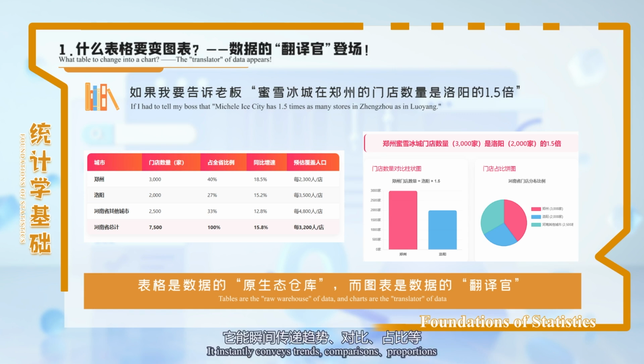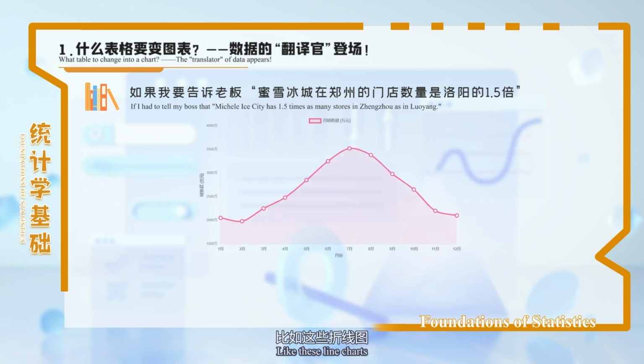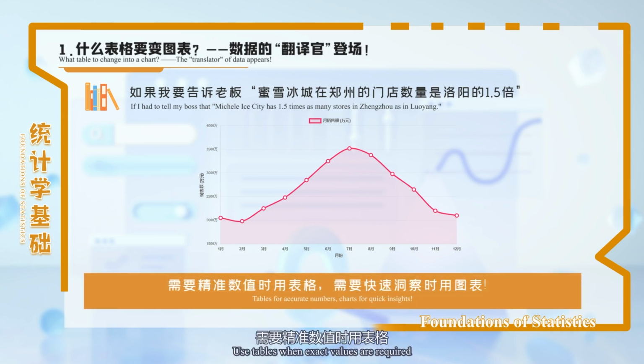It instantly conveys trends, comparisons, proportions, and other key information, like these line charts. The boss can see it at a glance. Summer is the peak sales season, and new product promotions need to be launched in winter. So remember this principle: use tables when exact values are required. For quick insights, use charts.